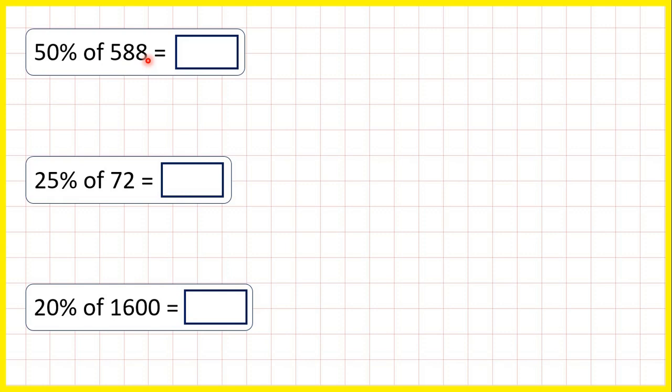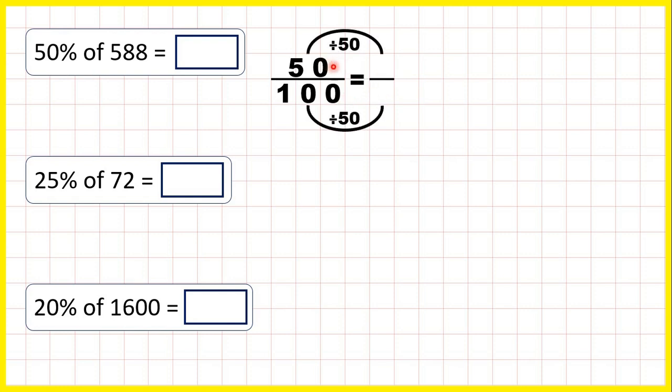Now we could do what we normally do and divide 588 by 100 and then multiply it by 50. But 50% or 50 hundredths can be simplified. If we divide both the numerator and the denominator by 50, we get 1/2. So instead of finding 50% or 50 hundredths, we can get our answer by dividing by 2 or finding 1/2 of 588, because 1/2 is the same as 50%.